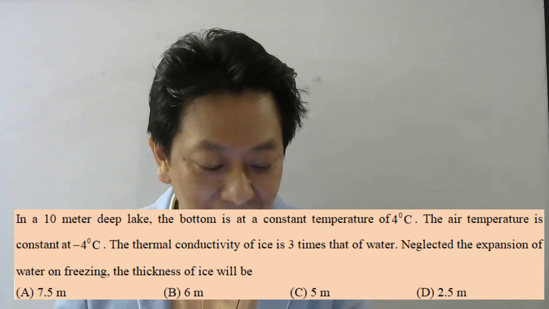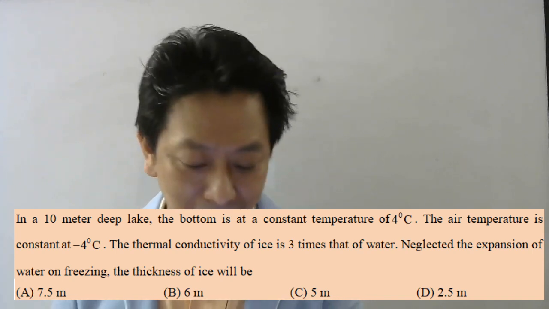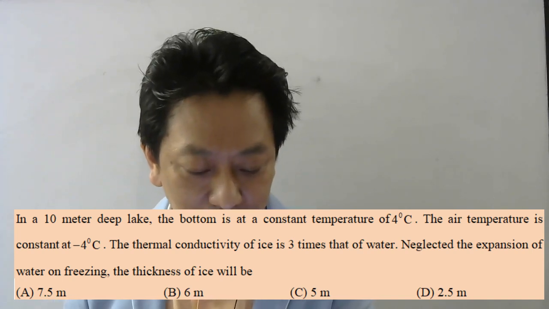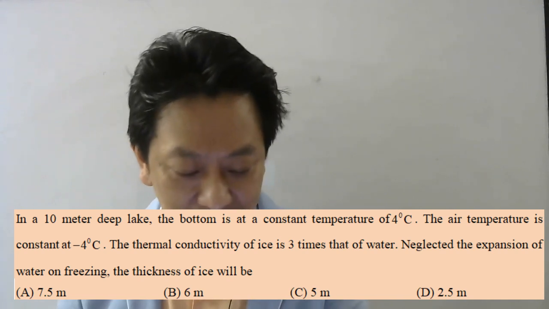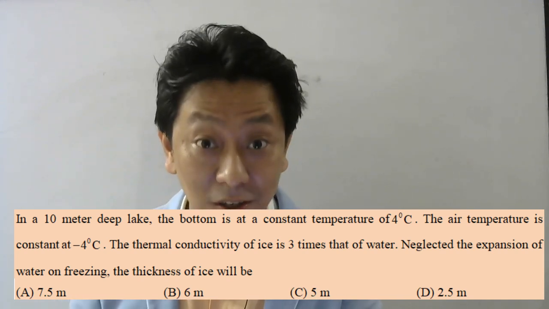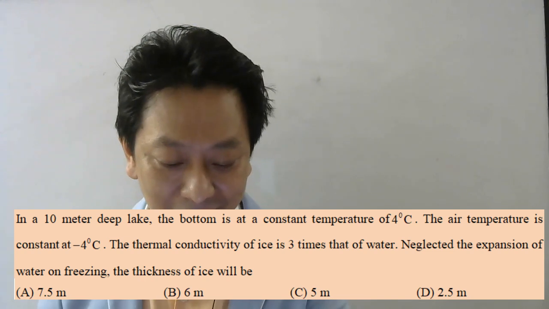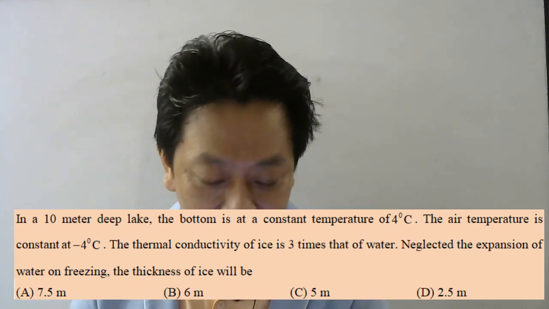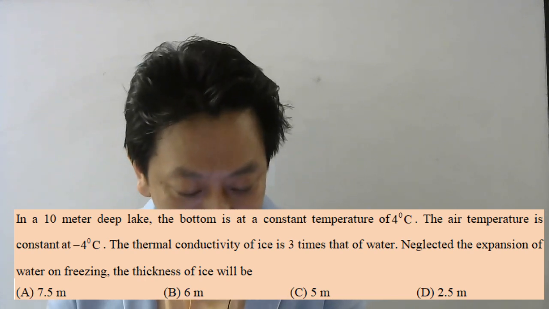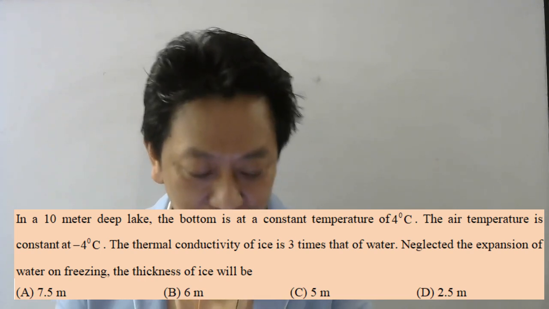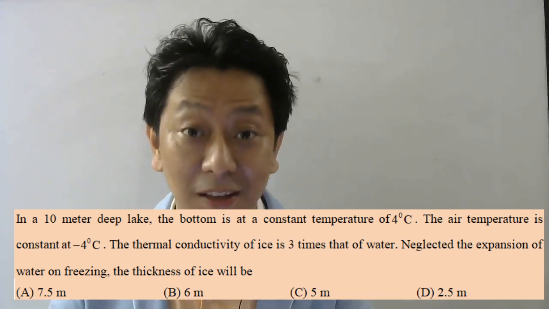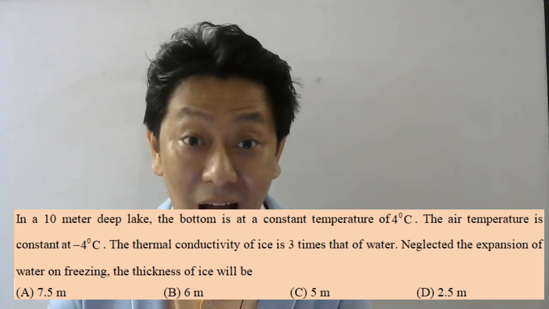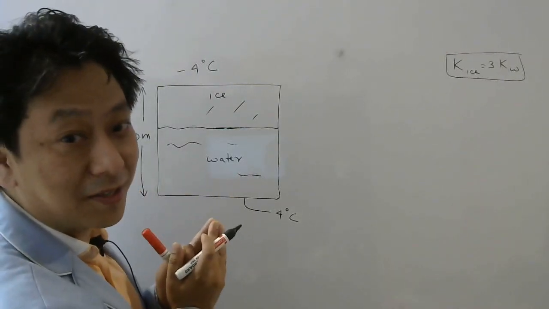It says in a 10-meter deep lake, the bottom is at a constant temperature of 4 degrees Celsius. The air temperature is constant at minus 4 degrees Celsius. The thermal conductivity of ice is 3 times that of water. Neglecting the expansion of water on freezing, they are asking you to find the maximum thickness of ice. This diagram explains the question.